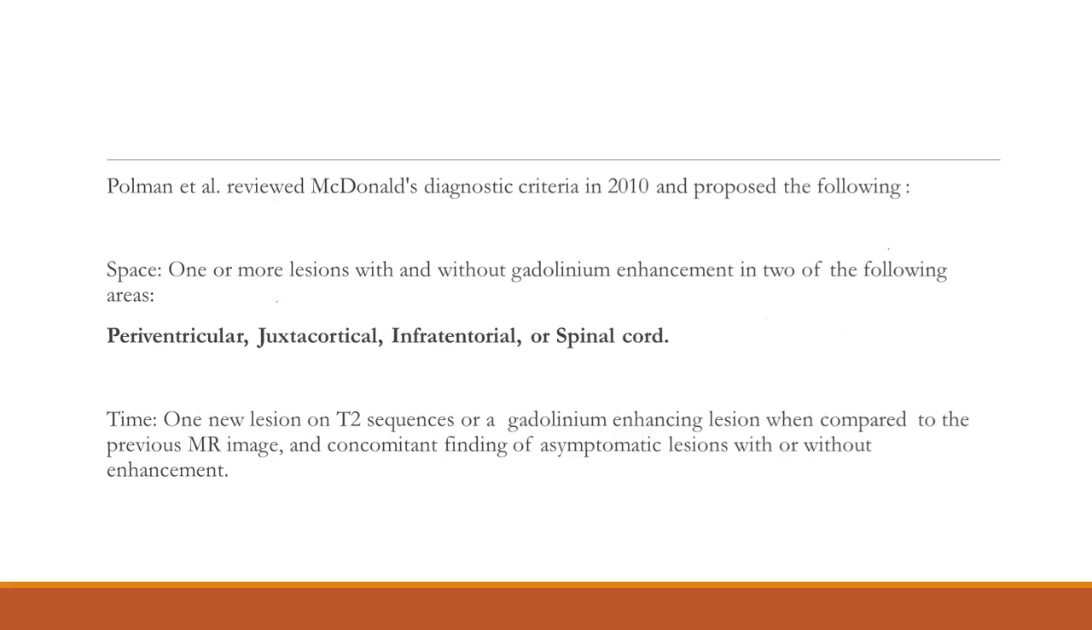So space: one or more lesions, with or without gadolinium enhancement, in two of the following areas, that is periventricular, juxtacortical, infratentorial, and the spinal cord. So time: one new lesion on T2 sequence that is gadolinium enhancing when compared to the previous MR image, with concomitant findings of asymptomatic lesions with or without enhancement.